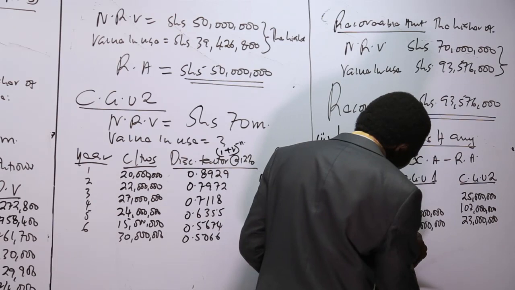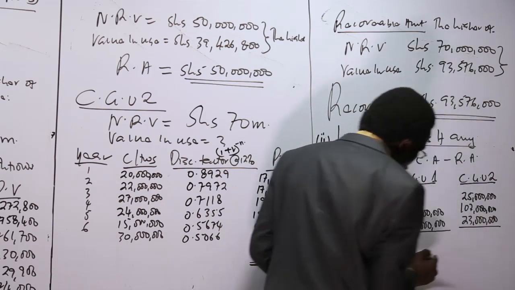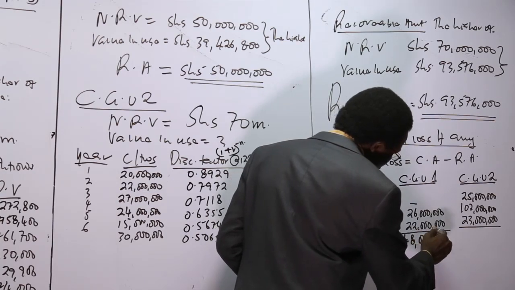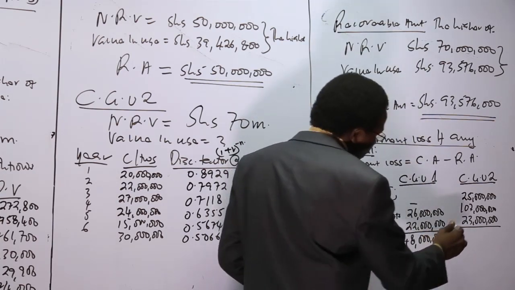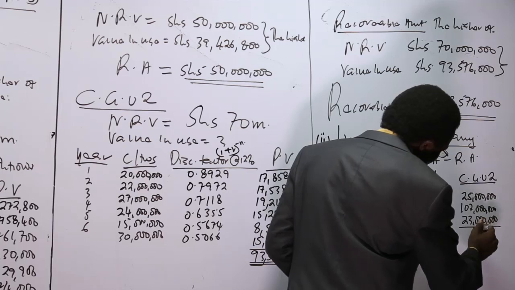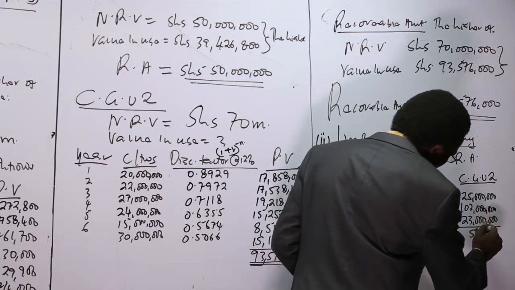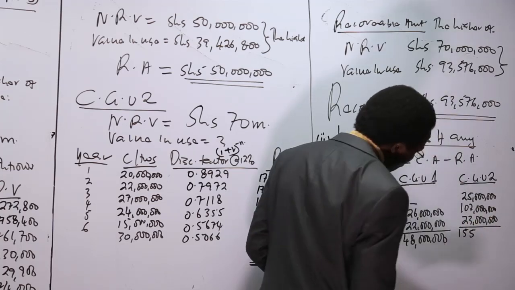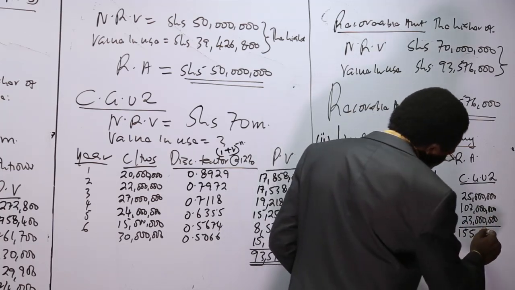So what is the total carrying amount? The total carrying amount, definitely this accounts to 48 million. And this, if you look at it, this is 5, this is 5, and this is 155. If I'm not wrong, is 155 million.